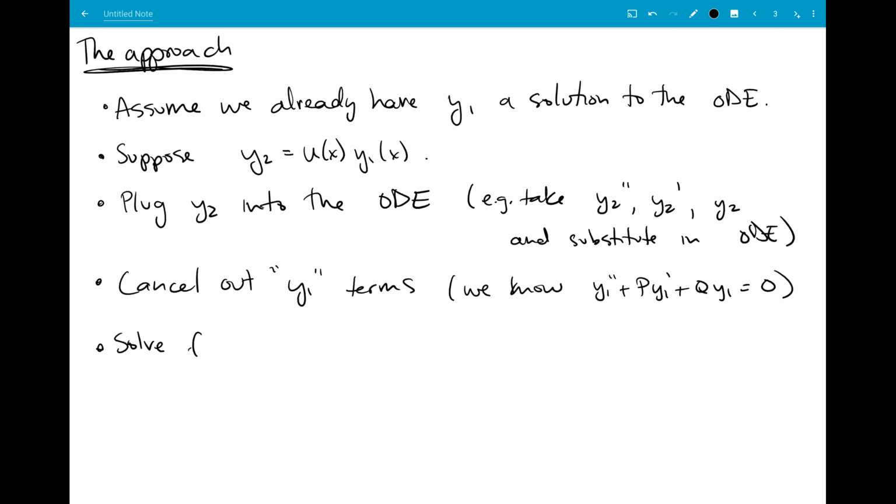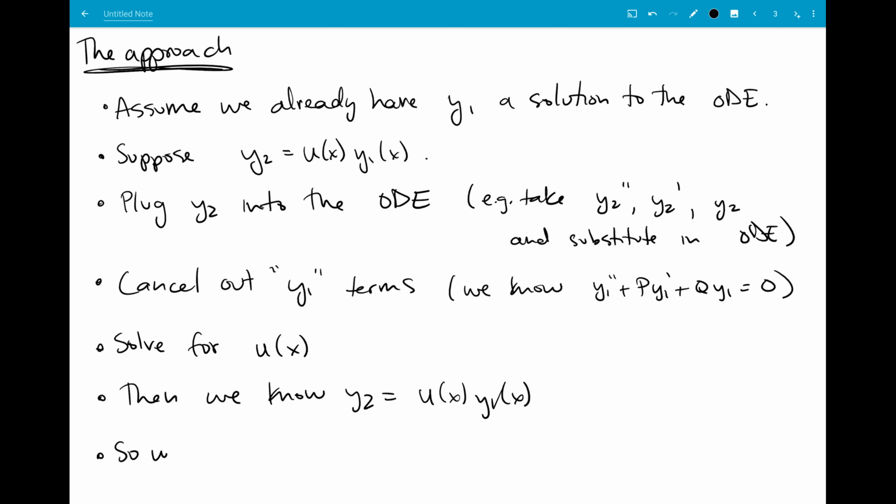And our entire goal here is to solve for u of x. After we solve for u of x, we're going to know y2 equals u of x times y1 of x. And that means that we've solved our problem, and we can write our general solution, y equal to c1 y1 plus c2 y2. So that's what we're going to be doing.